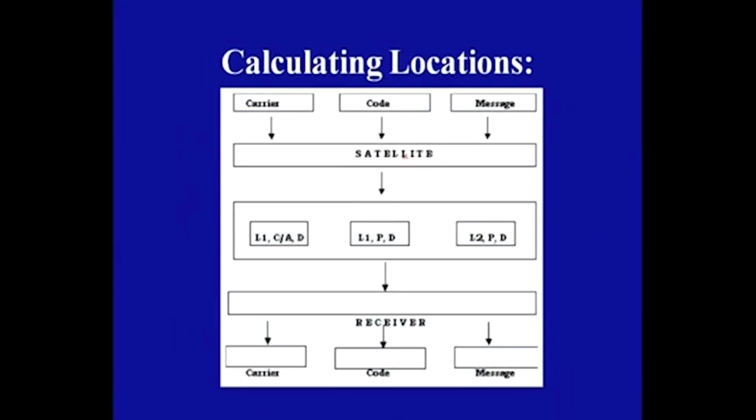In this particular slide, a block diagram of calculating the location has been provided. One can see that a satellite will primarily have three basic pieces of information. One is the carrier, the other is the code and the third is the message. These are translated into L1 C/A D, L1 P D and L2 P D. These are now recorded by the receiver, which again reconstructs this information into carrier, code and message for subsequent post-processing of the data.